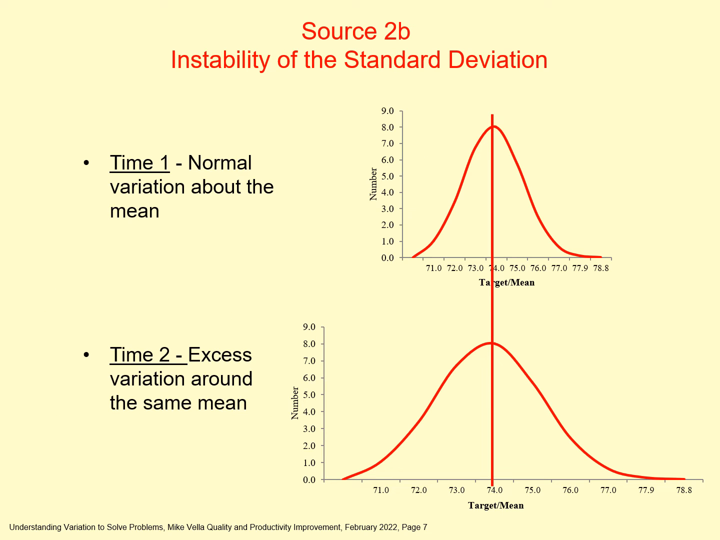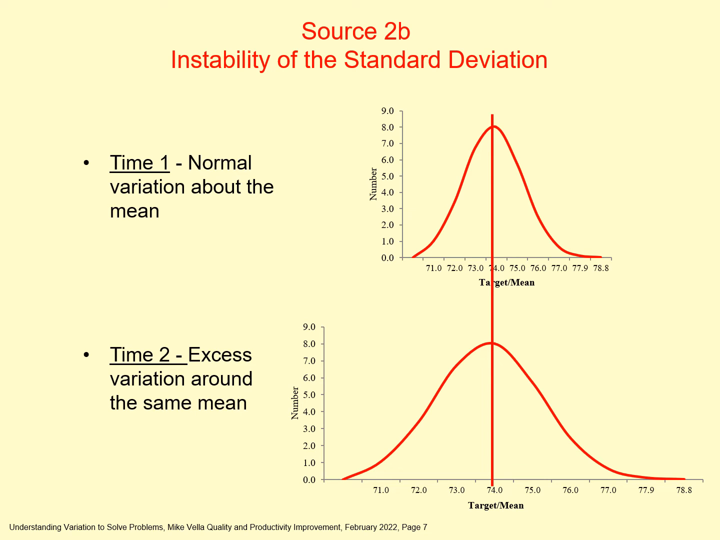2B is instability of the standard deviation. So in the previous slide, we talked about instability of the mean. In this slide, we're talking about instability of the standard deviation. So for example, here in time 1, normal variation of the mean, and something happened in time 2 to create excess of variation around the mean. So what could cause something like this? What would cause the variability or the standard deviation to increase?